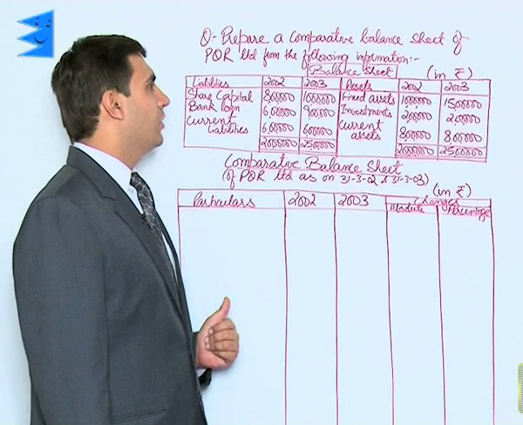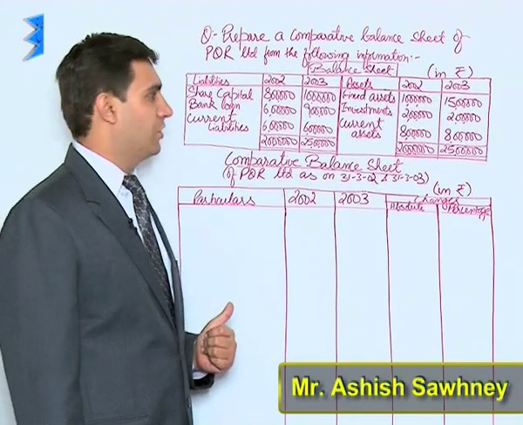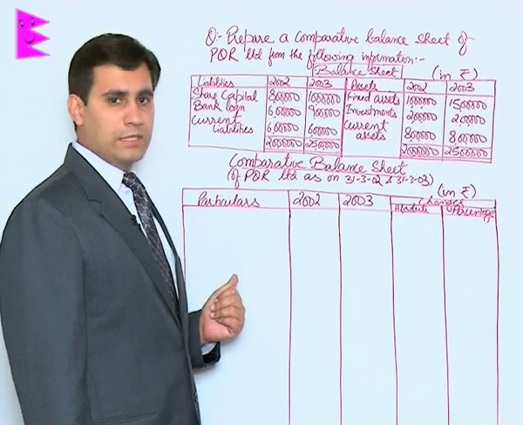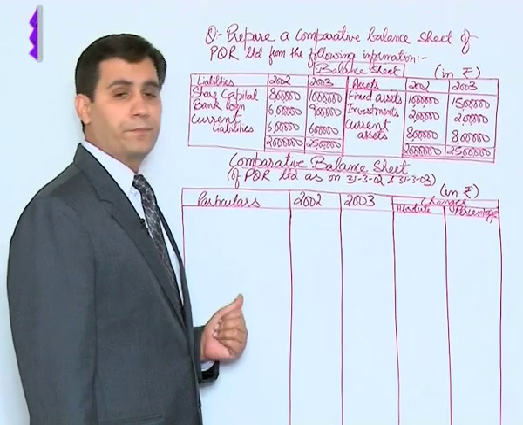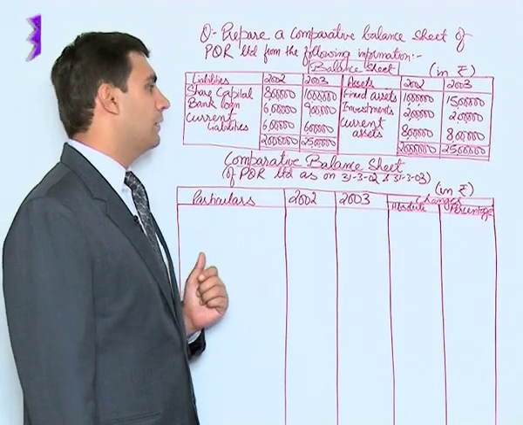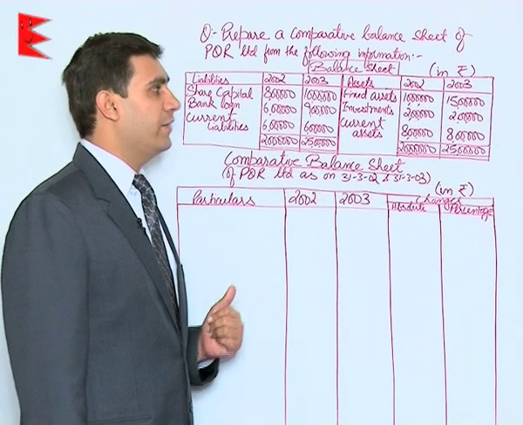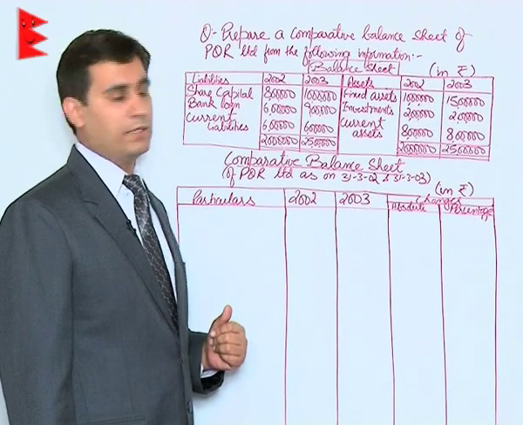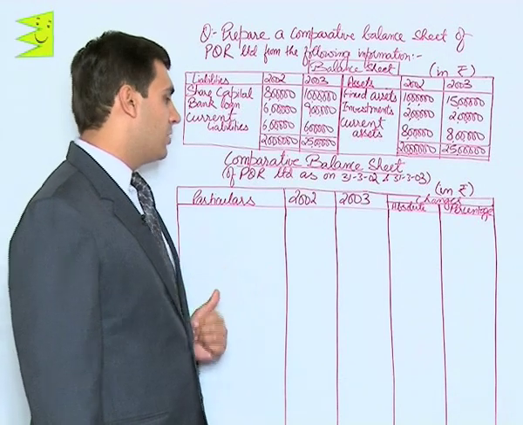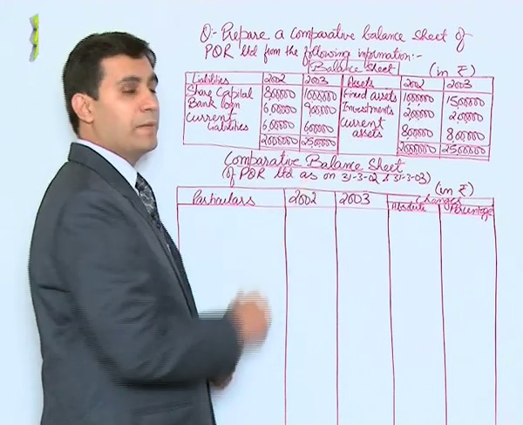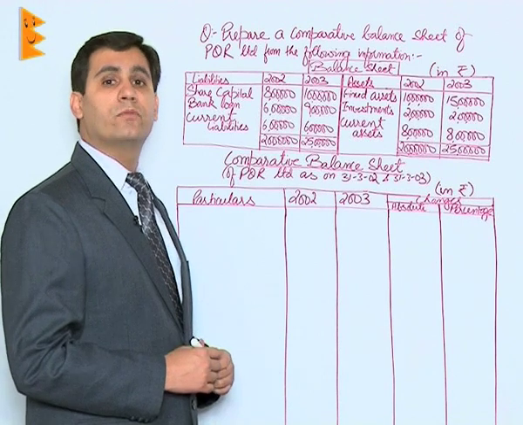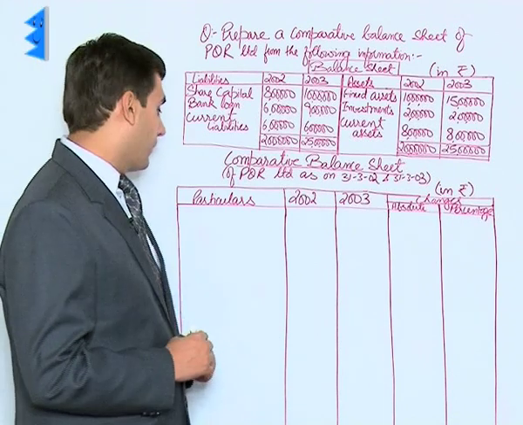Prepare a comparative balance sheet of PQR Limited from the following information. Now students, again we are given two balance sheets, one for year 2002 and the other one for year 2003. The information includes share capital, bank loan and current liabilities, and on the asset side we have fixed assets, investments and current assets. Now the format is same, comparative balance sheet of PQR Limited as on 31st March 2002 and 31st March 2003, assuming that the years were closed on March.